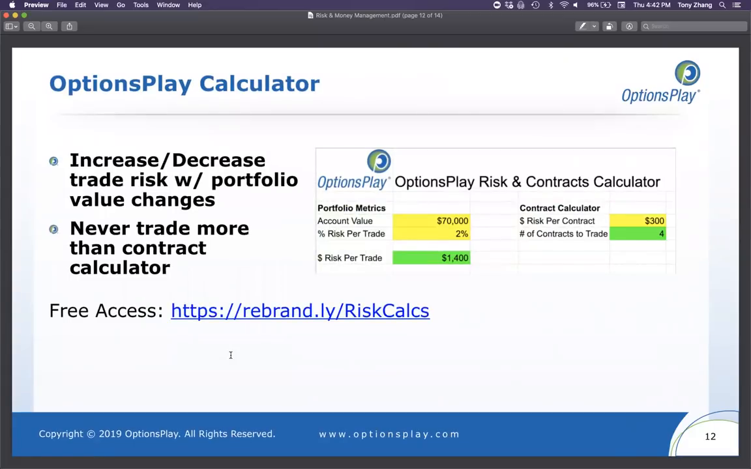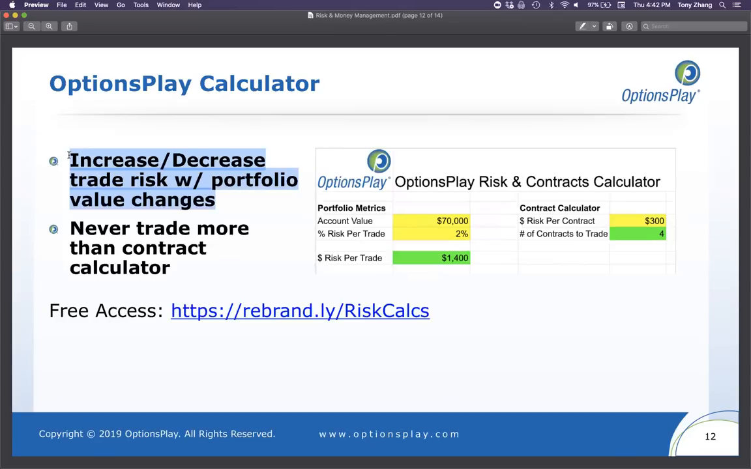So just a quick summary, you want to make sure that you increase and decrease your trade risk based on the portfolio value changes. What that means is that a lot of times what I tend to see from traders is that if they have 5, 6, 10 winning trades in a row, they start building a confidence that, hey, my strategy is really good. Let me start risking more money. That's not the right way to determine when it's time to risk more money. It's only when your portfolio has grown enough that it justifies increasing your risk.